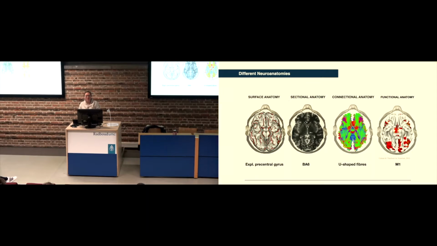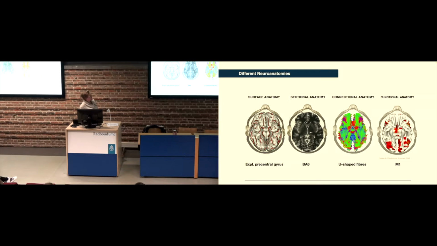Does anyone know what BA stands for? Brodmann area. What's Brodmann? A person, correct. I was trying to trick you there. He was a person who did cytoarchitecture stainings of the brain and divided up the brain into various different areas depending on when the cytoarchitecture of those areas changed. And we now just abbreviate it as BA, Brodmann area.